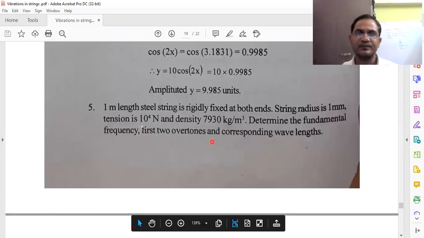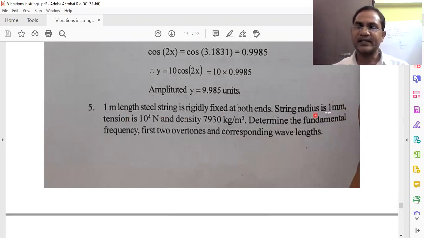And one more problem. A 1 meter length steel string is rigidly fixed at both ends. String radius is 1 millimeter. Tension is 10 power 4 Newton. Density is 7930 kg per meter cube. Determine the fundamental frequency, first two overtones, and corresponding wavelengths.